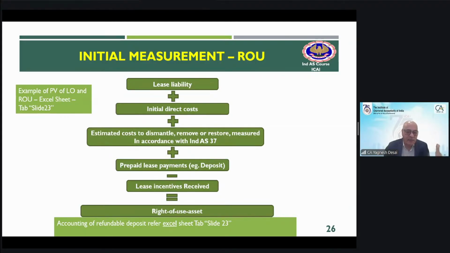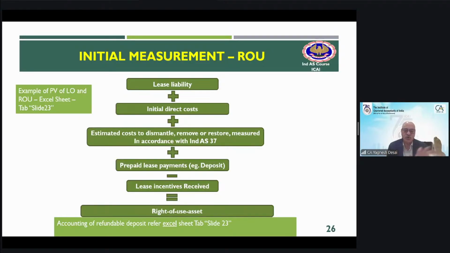So if there is a deposit which is refundable, non-interest bearing, then we need to fair value this refundable deposit. Find the difference between the nominal value and the fair value. If the nominal value of the deposit is 5 lakhs and the fair value is 3 lakhs, the difference of 2 lakhs will be added to the ROU asset.